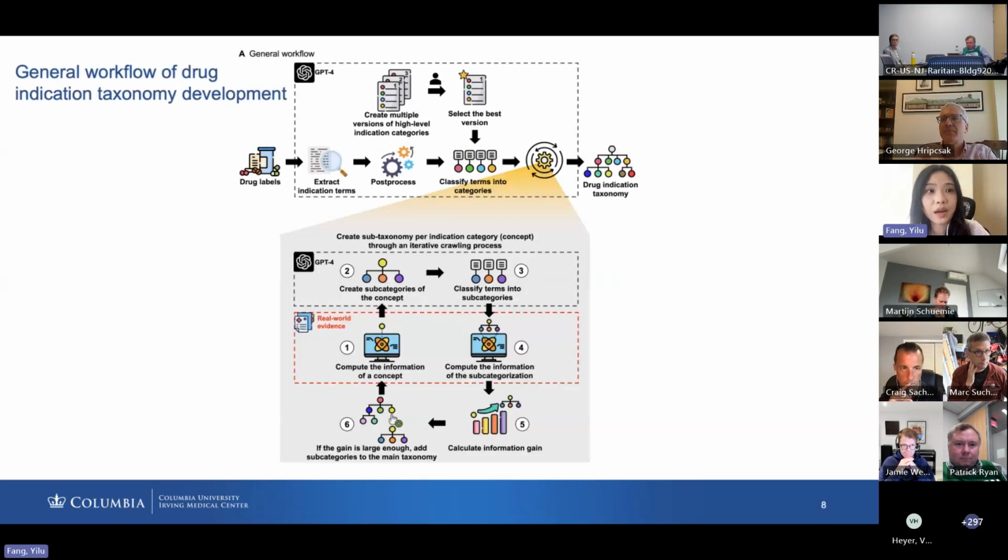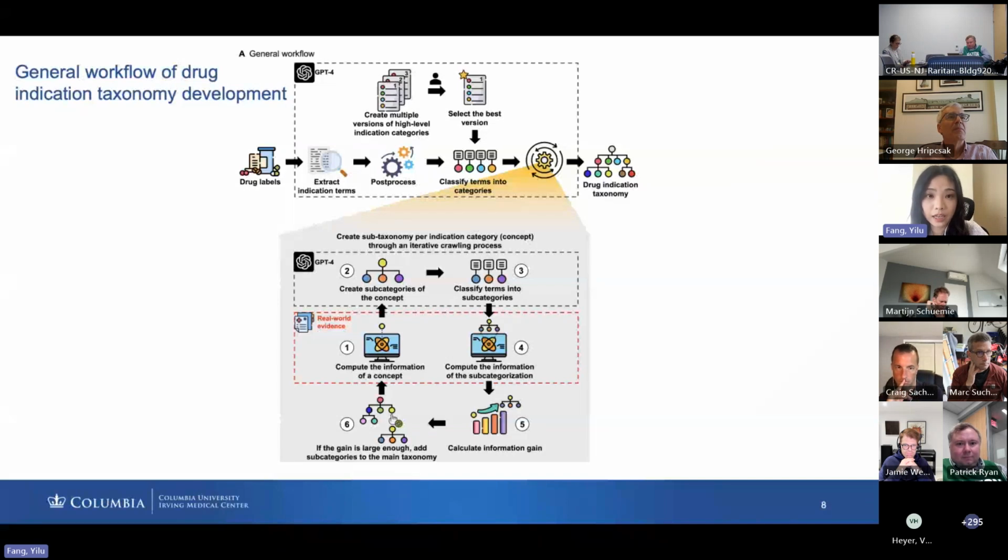Now let's walk through the general workflow of drug indication taxonomy development. We retrieve free text drug labels from DailyMed, from which we extracted indication terms using GPT-4. We then post-process the indication terms using both GPT-4 and regular expressions to eliminate terms with the same meanings. At the same time, we created multiple versions of high-level indication categories using GPT-4, and then the domain experts help select the best version for the following steps.